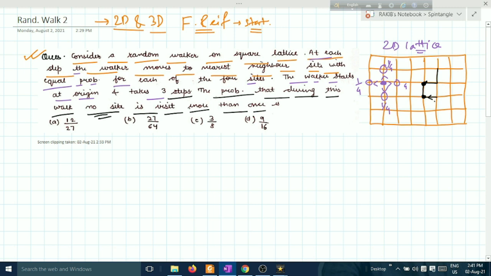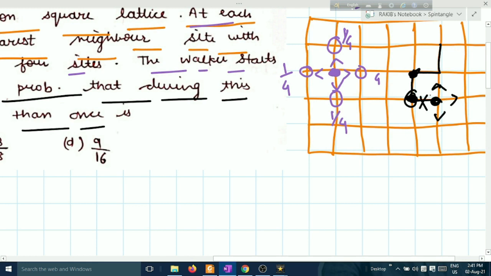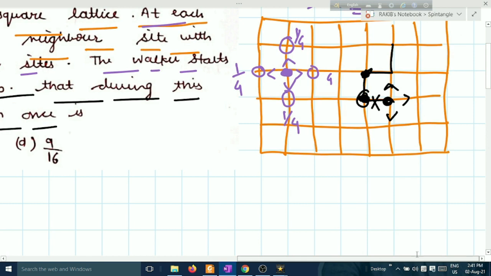This is the one-time visit of any site. That means you can start from this point and go to this point, then you have to choose this way or this way. This way cannot be treated as the conventional way, because the problem says you cannot visit a point you have visited earlier. This is the standard point. Take another example: you start from this point and go to this point, and this point, and this point; you cannot visit the previous point.